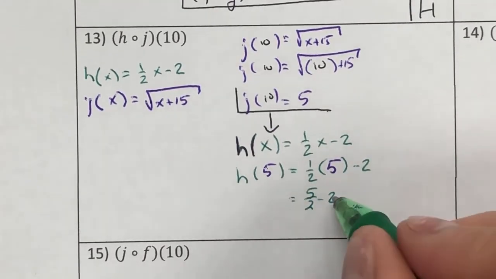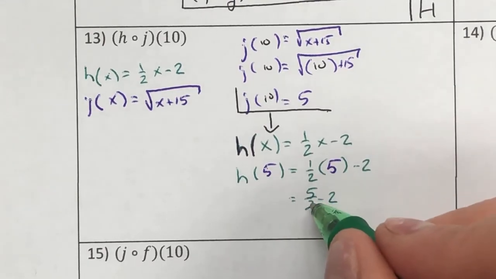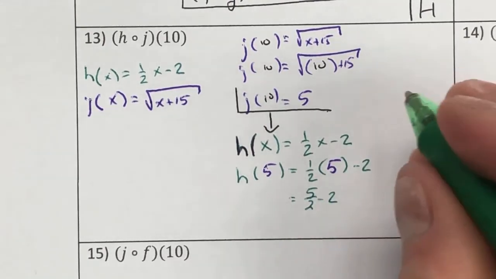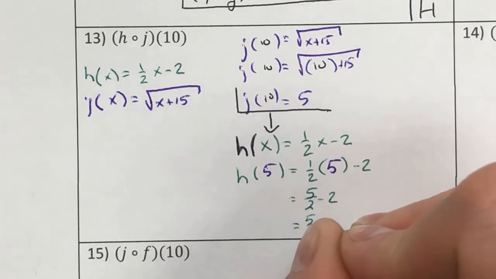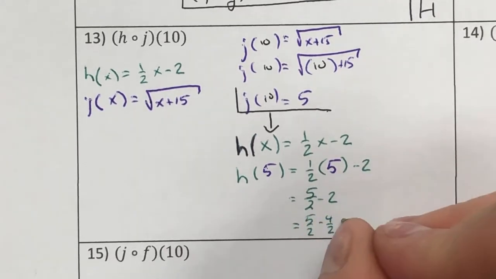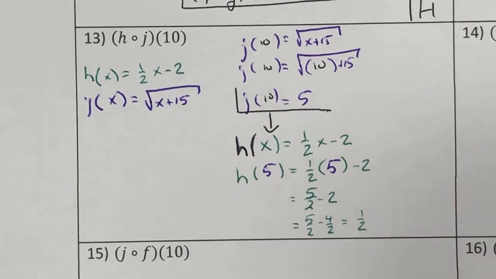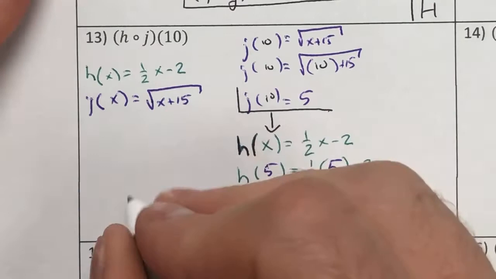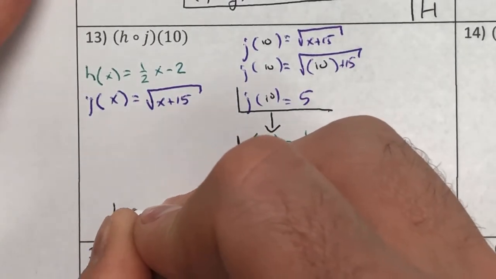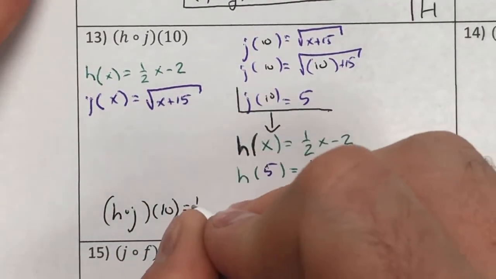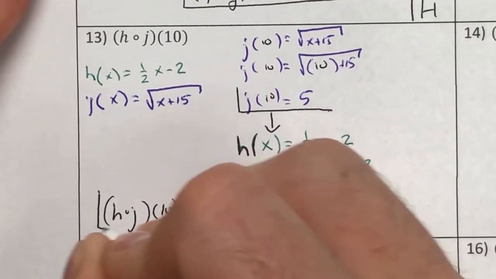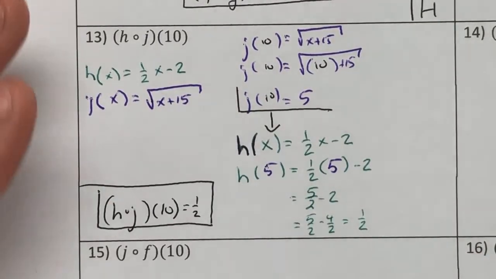5/2 minus 2. To get that 2 to subtract from 5/2, I'm going to turn that into 4/2. So that's 5/2 minus 4/2. So my final answer is 1/2. So my H of J of 10 is equivalent to 1/2. Let's double check to see if that is one of our answers.